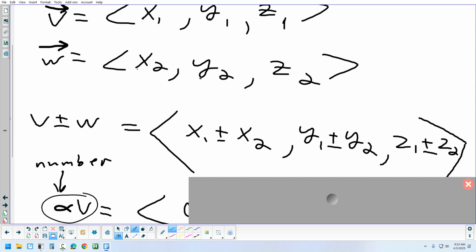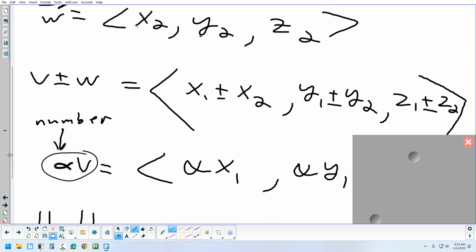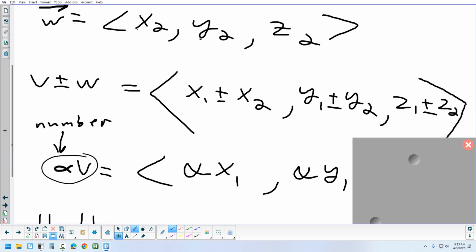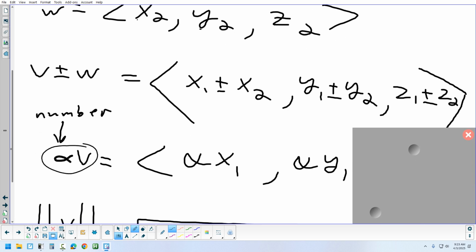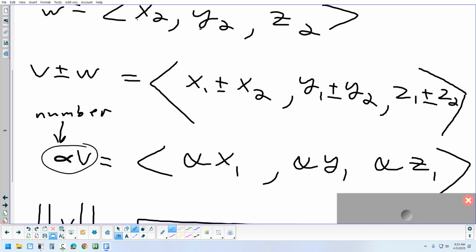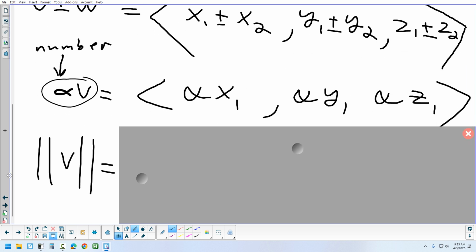So for scalar multiplication, I kind of made a comparison to the distributive property. If you're scaling vector v, you multiply the scalar times the x component and the y component. Well, now in 3D, you're also going to multiply it by the z component. So you multiply each component of your vector by the scalar.